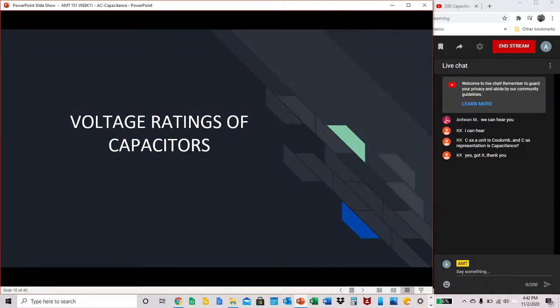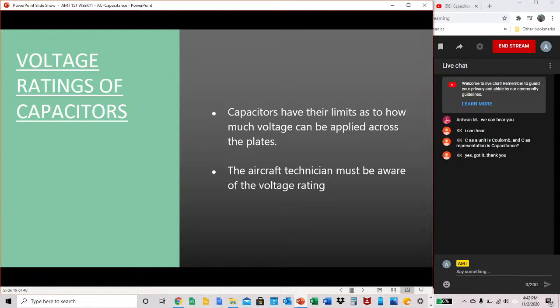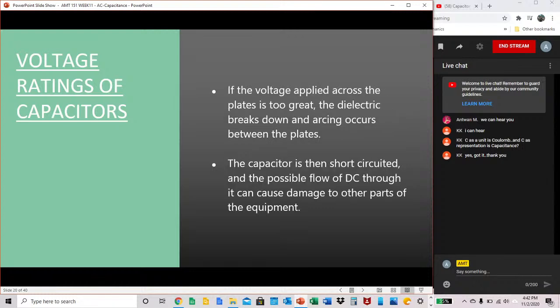Voltage ratings of capacitors. Capacitors have their limits as to how much voltage can be applied across the plates. The aircraft technician must be aware of the voltage rating. Very important. If the voltage applied across the plates is too great, the dielectric breaks down and arcing occurs between the plates. The capacitor is then short-circuited, and the possible flow of DC through it can cause damage to other parts of the equipment.